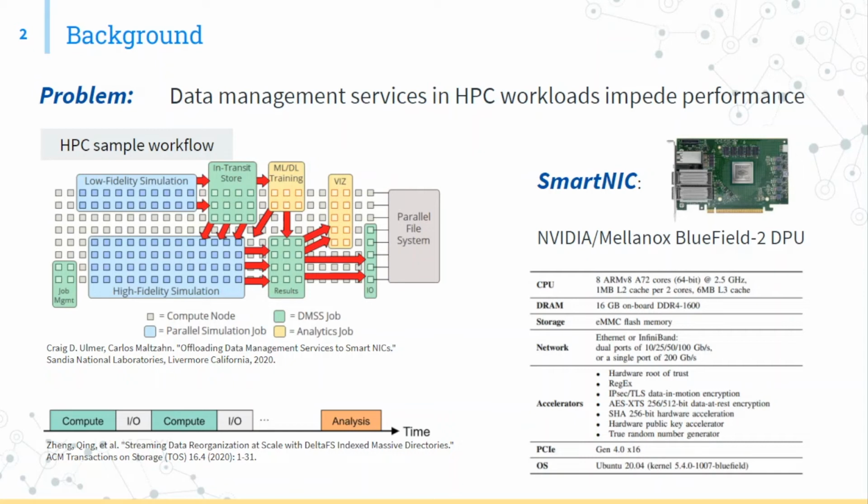This SmartNIC has a maximum bandwidth of 100 gigabit per second. It has 8 ARM CPU cores running at 2.5 GHz. It also has 16 gigabytes of memory, with Ubuntu running on this card.